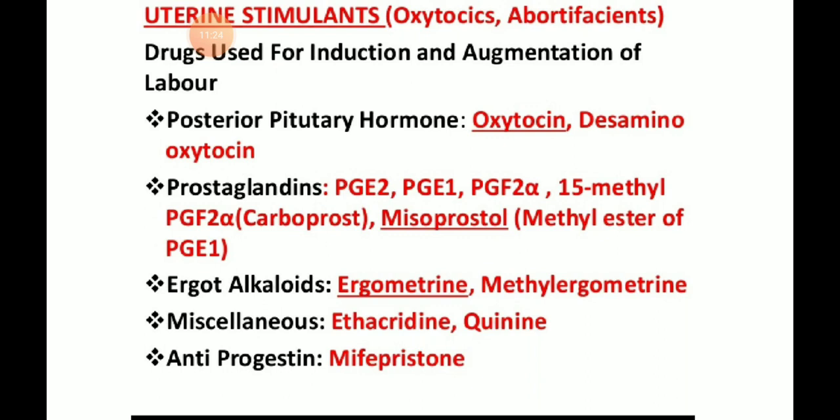So the main uses of the prostaglandins are therapeutic abortion, cervical priming, postpartum hemorrhage, and then the induction and augmentation of term labor. As obstetric regimens, the prostaglandins are complicated and the manufacturer's literature should be consulted before using these types of drugs.